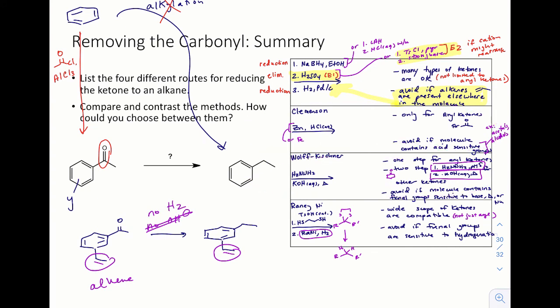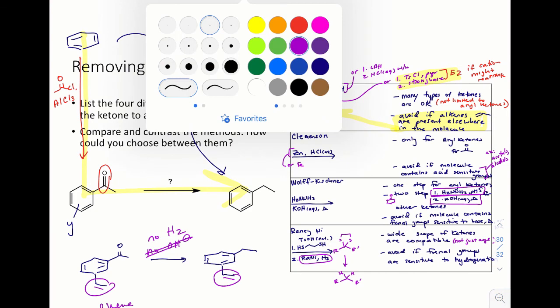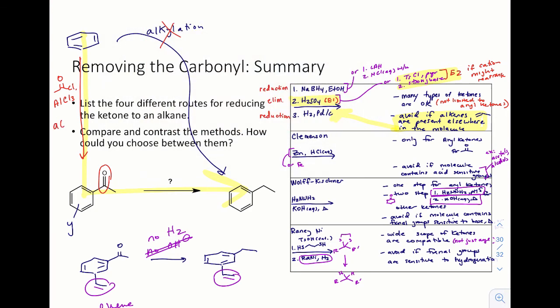So spend some time thinking about these 4 reduction methods and when you may or may not use them, because as we discussed, acylation and then reduction is often a much more effective method than alkylation to form alkyl benzenes. And this week is all about synthesis.